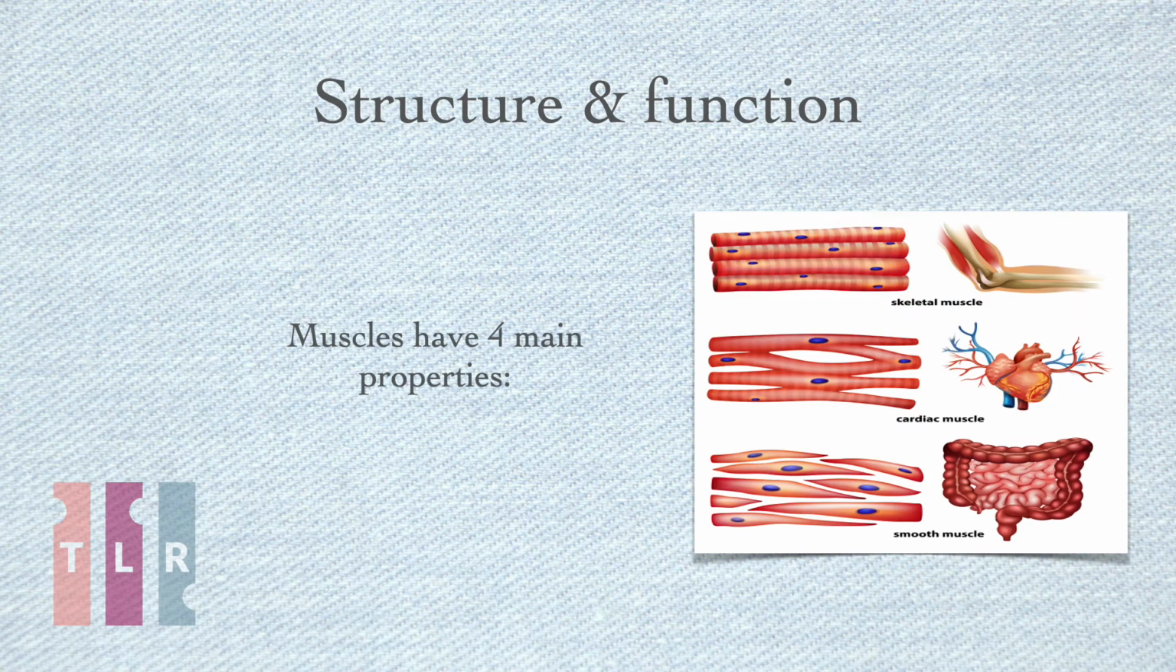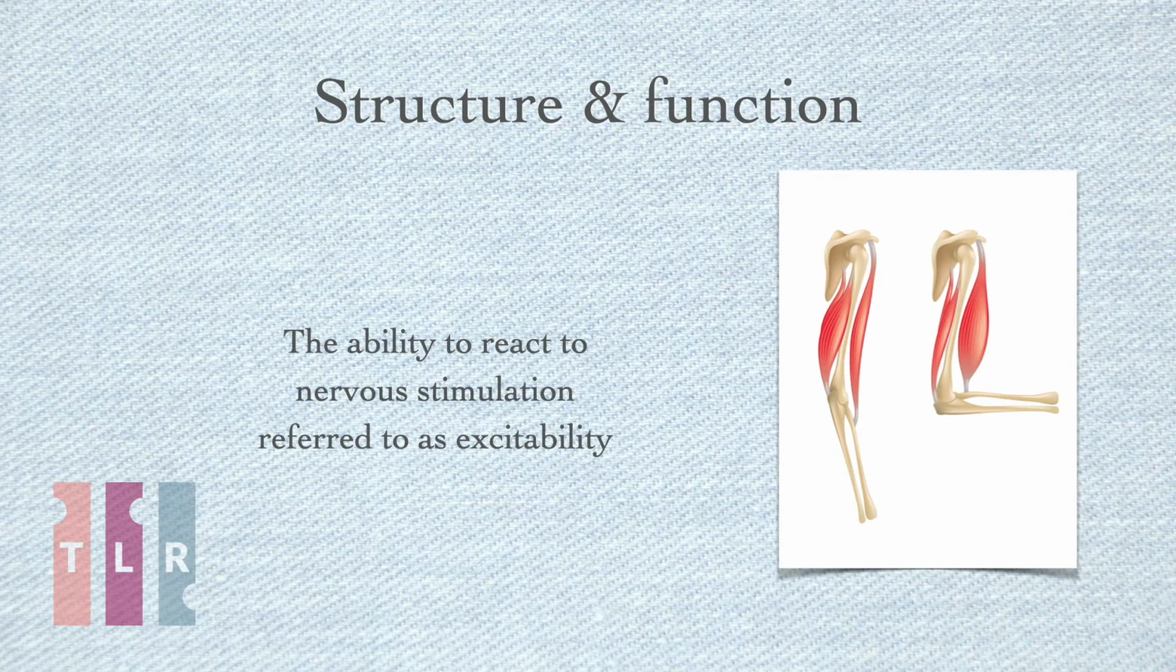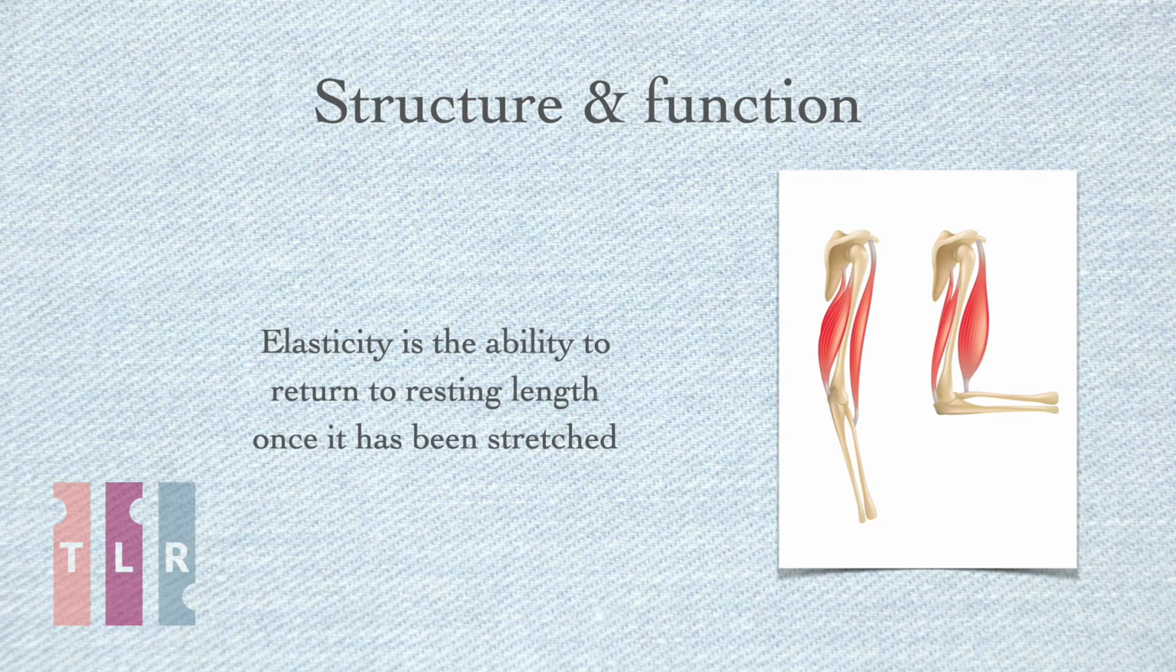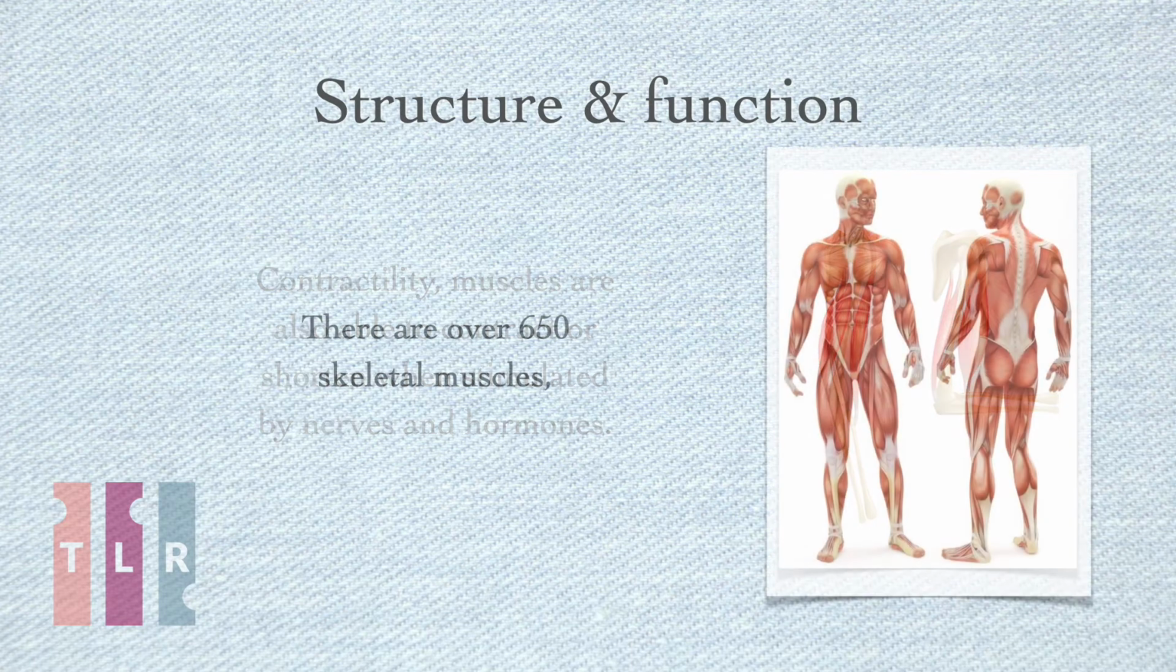Muscles have 4 main properties: the ability to react to nervous stimulation, referred to as excitability; the ability to lengthen when contracting and provide the effort required to produce coordinated movements, referred to as extensibility. Elasticity is the ability to return to resting length once it has been stretched. And contractibility. Muscles are also able to contract or shorten when stimulated by nerves and hormones.